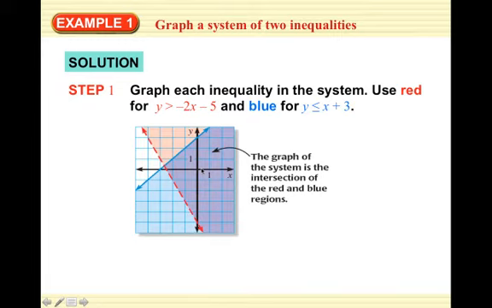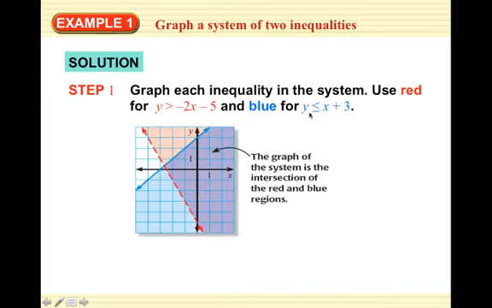If you test 0, 0, you get 0 greater than negative 2 times 0, which is 0, minus 5. 0 is greater than negative 5, so we shade on the side with the 0, 0. Okay, and so that's the red shading.